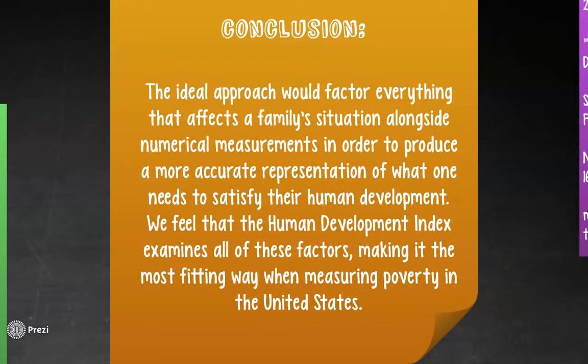In conclusion, we feel that it is vital to not just explore the easiest route when measuring poverty, but rather the most adequate approach. The ideal approach would factor in everything that affects a family situation alongside numerical measurements in order to produce a more accurate representation of what one needs to satisfy their human development. We feel that the Human Development Index examines all of these factors, making it the most fitting way of measuring poverty in the United States.